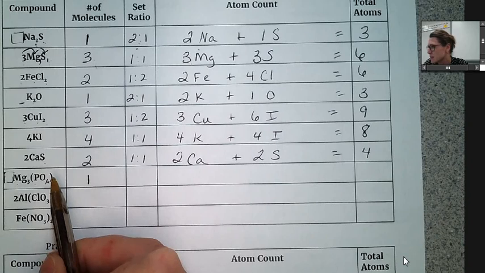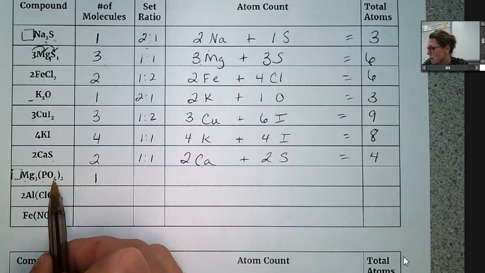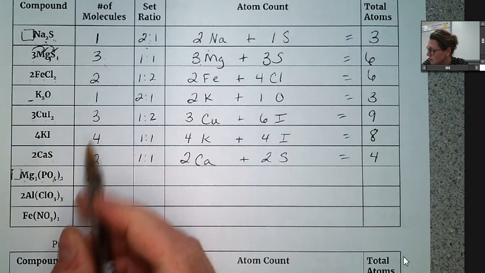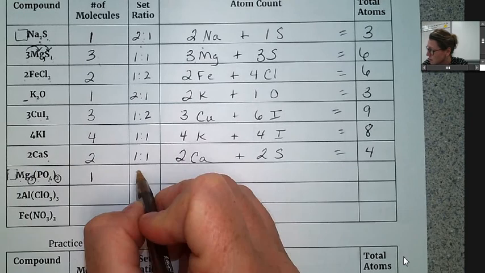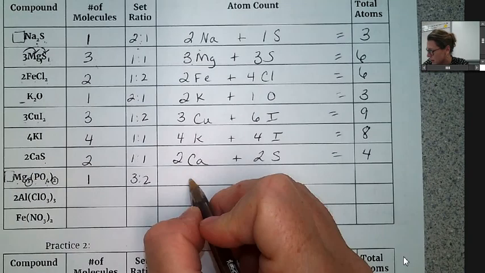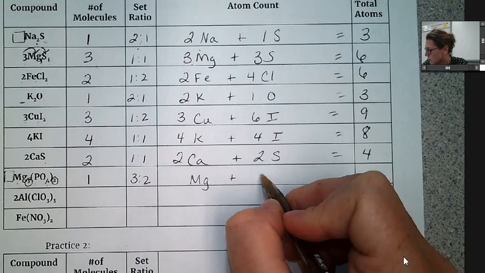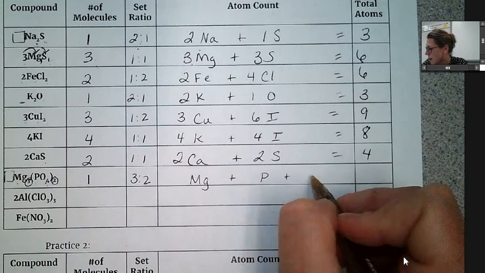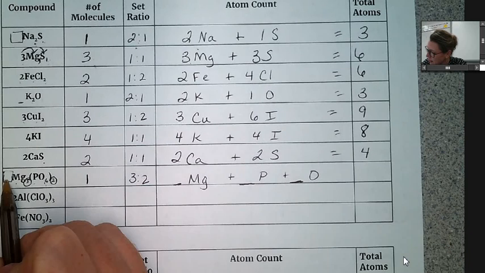But anyway, this is a polyatomic ion, so I'm going to use this number here because polyatomic means it's always grouped together. It's a phosphate. So I'm going to be looking at those. So this is a 3 to 2 ratio. And then I need to count up my atoms. So I have magnesium plus I have phosphorus plus I have oxygen. And I just need to know kind of how many I have of each. So since I have a 1 here, everything goes through and it's multiplied by 1.